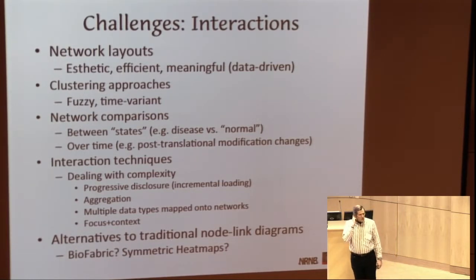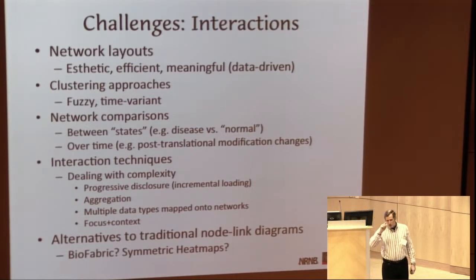Clustering approaches. Most of our clustering approaches today that we use on networks are partitioning. So a gene or a protein, either one, is either in this cluster or this cluster. Well, we know very often that just doesn't make sense, right? A protein can participate in two complexes over time. So why do we use algorithms that insist that it's in one or the other? I think we should be looking at fuzzy clustering and specifically clustering over time variant approaches and some things like that.